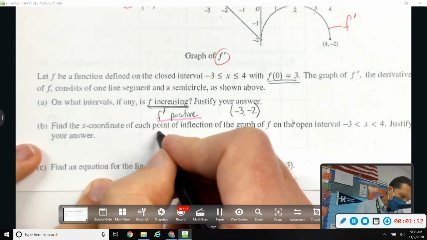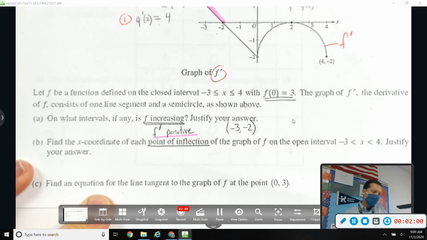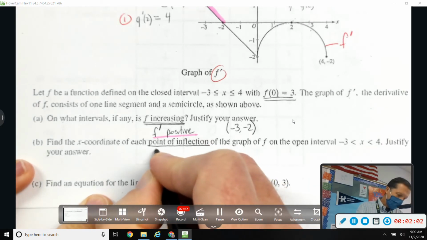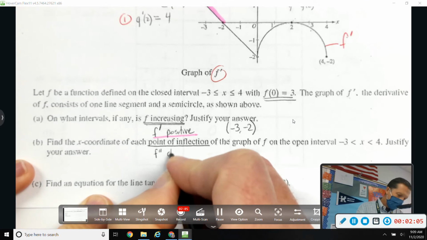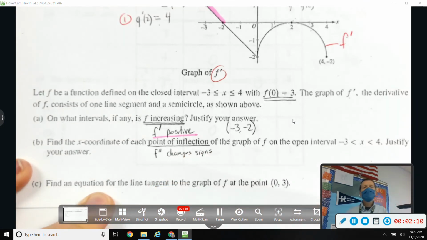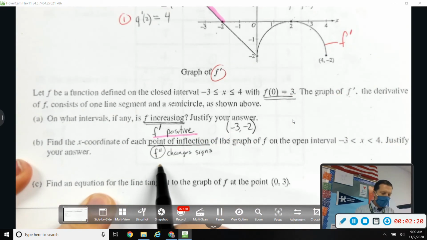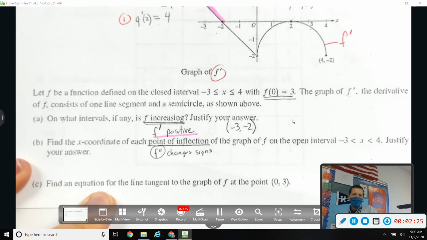Part B, find the x-coordinate of each point of inflection on that graph. Justify your answer. Well, point of inflection, that has to do with the second derivative changing signs. Well, I don't have the second derivative, so I need to rephrase this in terms of what I do have. So I need to make this a first derivative question. So what about the first derivative tells me the second derivative?